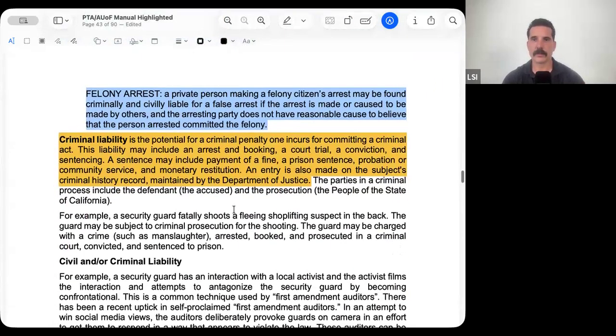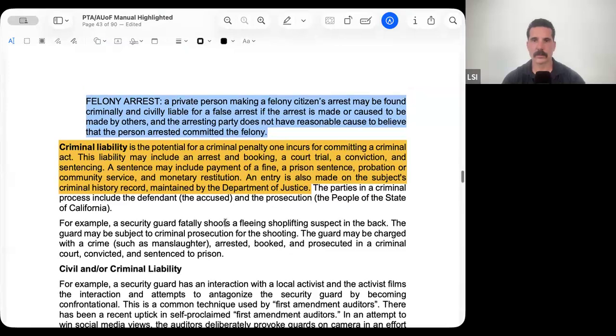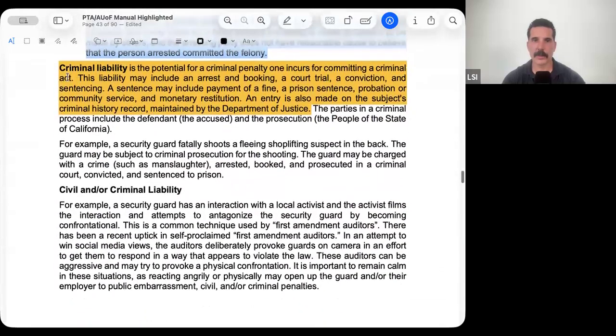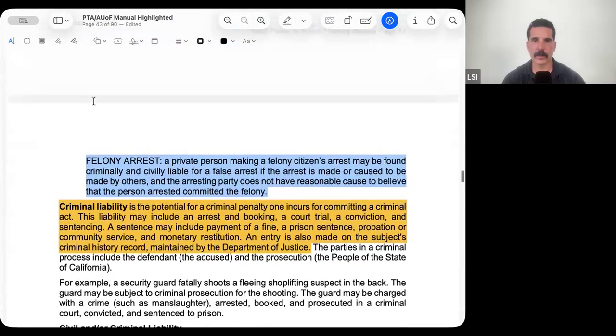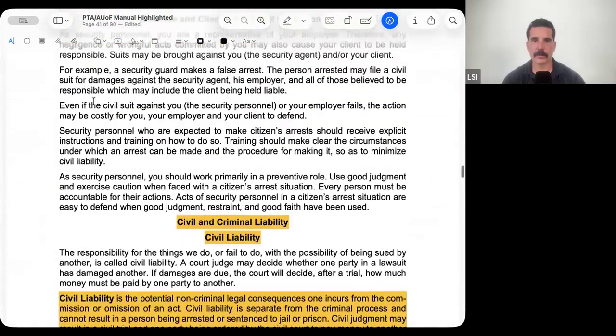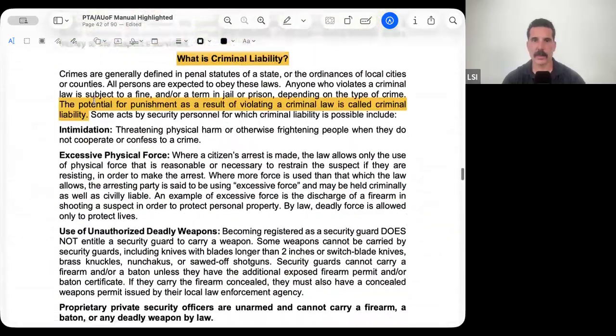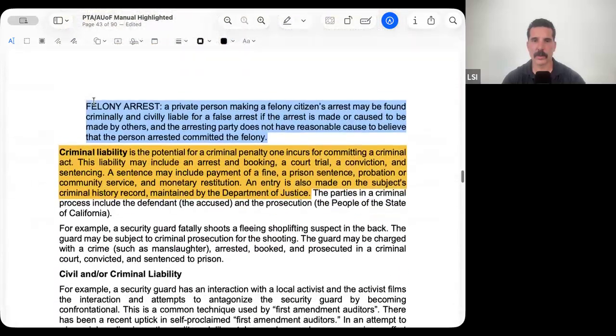Felony arrest. A private person making a felony citizen's arrest may be found criminally and civilly liable for a false arrest if the arrest is made or caused to be made by others and the arresting party does not have reasonable cause to believe that the person arrested committed the felony. All right, and then it's going to go into criminal liability. Okay, so we did civil liability, and now we're going into criminal liability.